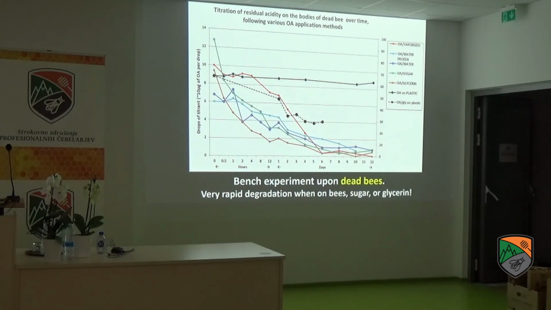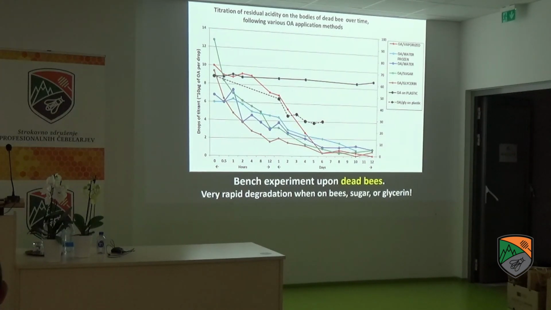This is the one of just straight oxalic acid and water on a cover slip. Notice 0 degradation. It's very stable if it doesn't touch any organic matter. Vaporization, it drops off quickly by 12 hours. It drops substantially. By 1 day, you're down to about half of the oxalic acid residues on the bee's body.